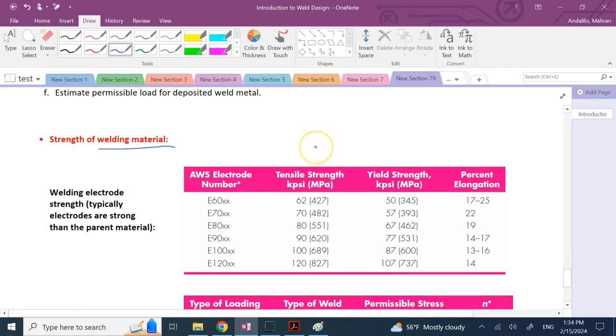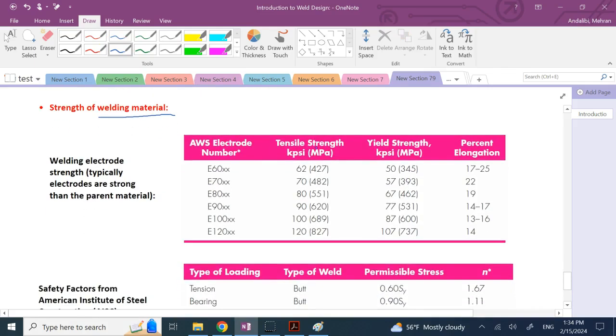Here I copied some tables from my book. I scanned and copied here for you the tables for welding material or electrodes. It's assuming that it's arc welding, and yes, these are for arc welding. Here you see different categories like E60, E70, E80 something, right?